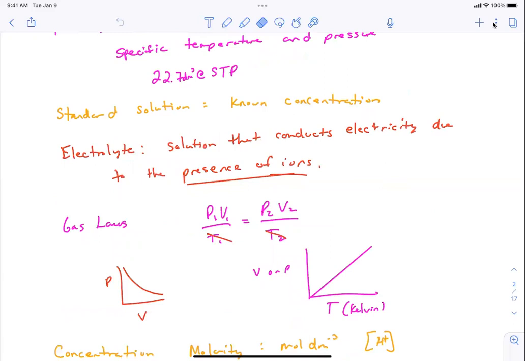A standard solution is one of known concentration. An electrolyte is any solution that conducts electricity due to the presence of free moving ions. So a strong acid or strong base, a weak acid or weak base, those are electrolytes. There's strong electrolytes and weak electrolytes. But covalent things that are dissolved, like sugar in water, are not electrolytes. They don't conduct electricity at all.